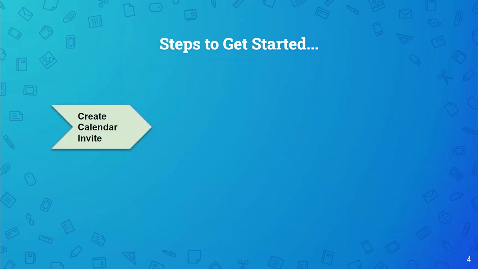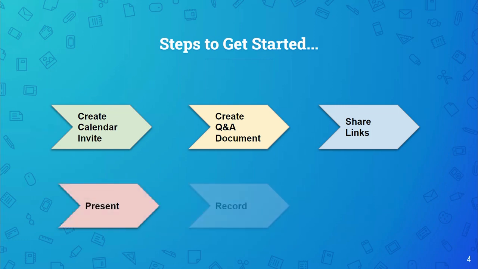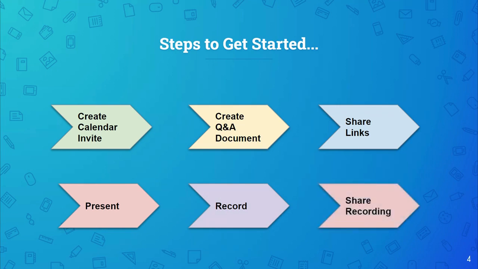So steps to get started. First thing you have to do is you'll create a calendar invite. Then you're going to create a Q&A document. This is because there is not a chat function. You're going to share the links out with everybody to your webinar and to your document. You're going to present it. While you're presenting it, you have the opportunity to record it. And finally, when you're done, you're going to want to share your recording with other people.